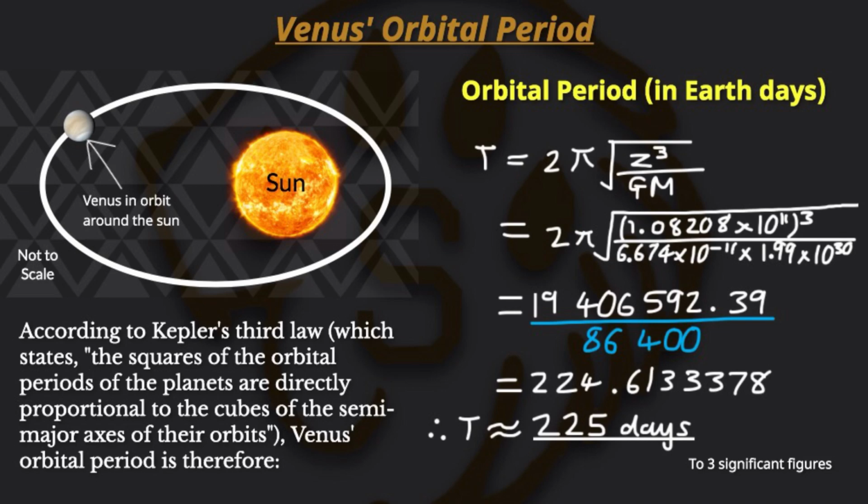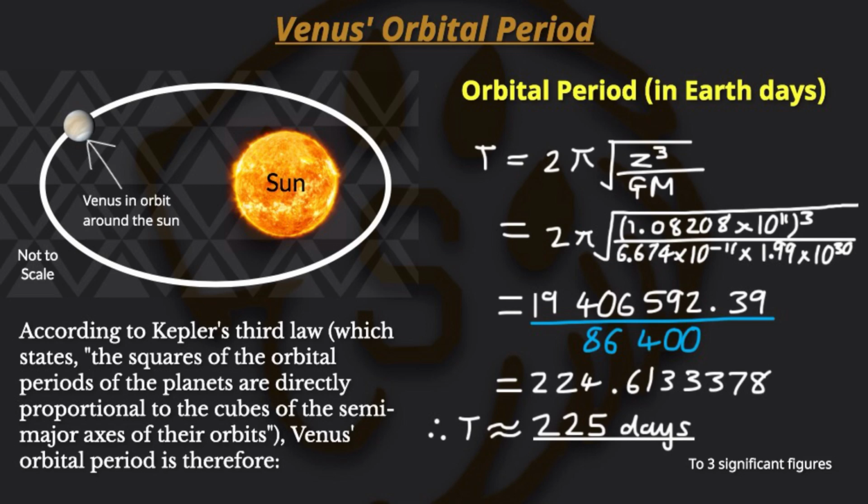We have T is equal to pi multiplied by the square root of Z cubed, which is 1.08208 times 10 to the power 11, cubed, divided by 6.74 times 10 to the power negative 11. That's the gravitational constant. And then multiplied by 1.99 times 10 to the power 30, which is the mass of the Sun. That's the denominator, the product of the two. And then our answer is 19,406,592.39. That's in seconds, but we need to convert it to days so that we have a smaller number to deal with, a smaller magnitude.